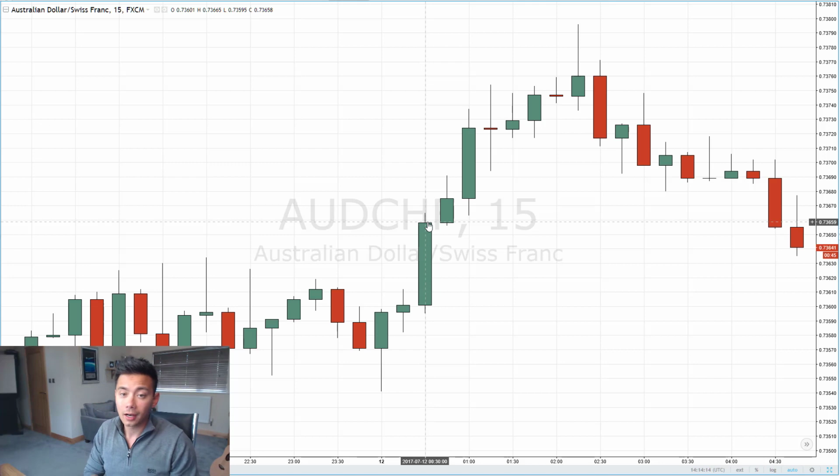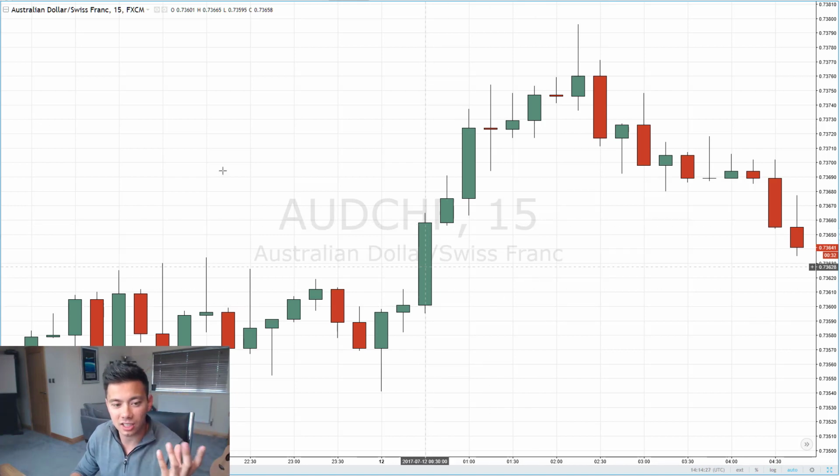Just by looking at it, I can tell where it opened, where it closed, where the high was, and where the low was, which is all useful information, as you'll see as we progress through the rest of this course here. That's what's called a candlestick chart. It's very visual, it's aesthetically pleasing, but you do have other charts available to you.